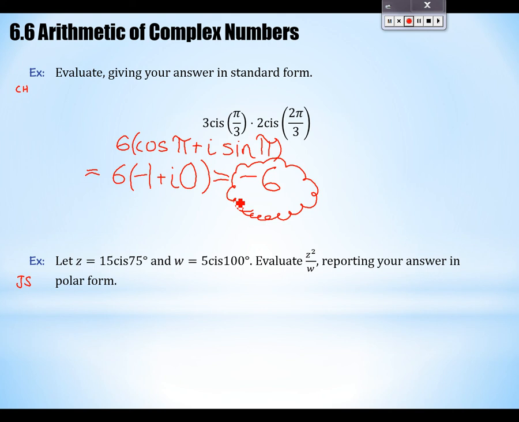Justin, how's that going? Okay, so you get 225 cis 150 over 5 cis 100, so you end up getting 45 cis 50. Sounds good to me. Is that all you need? Yeah, put it up there. Write it. Do you understand what's going on in the second one there? Okay.